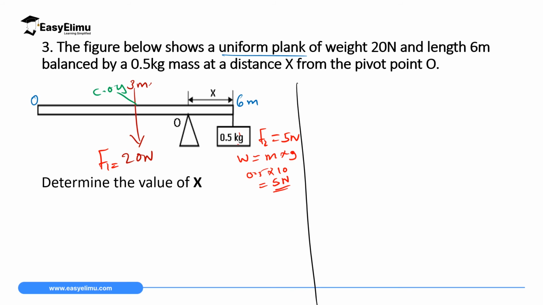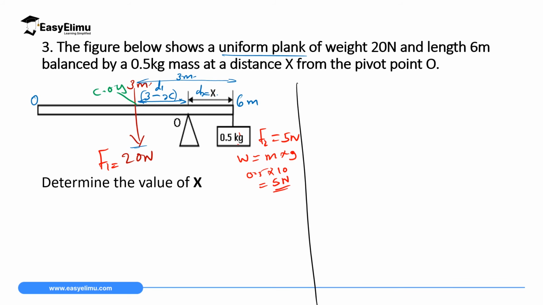And then the distance of F1, that is the weight of the plank, to the pivot, we also don't know, but we know the distance from 3 to 6 is 3 meter. So from this center of gravity to the pivot, it is 3 meter minus this distance x. So that's what we are going to use. That's our d1. Then this x is going to be d2.